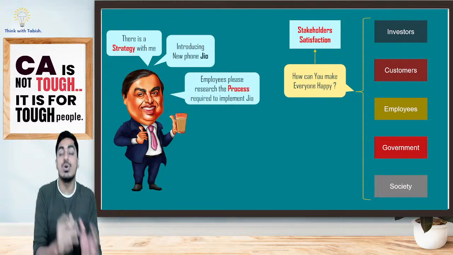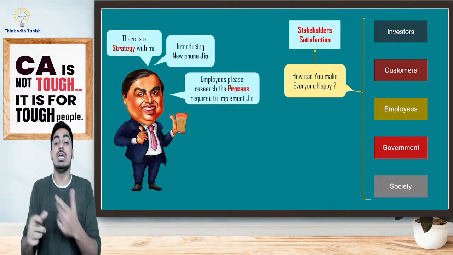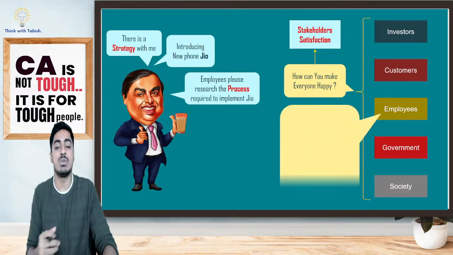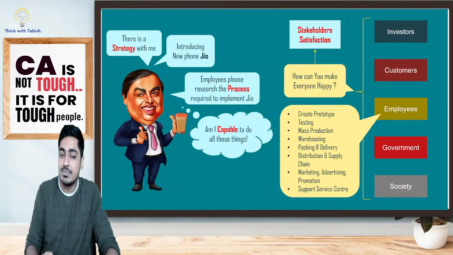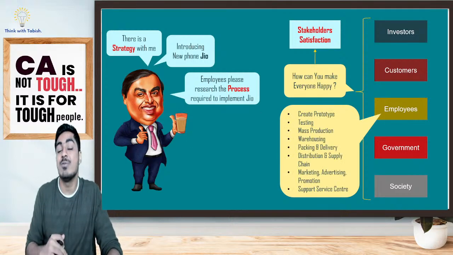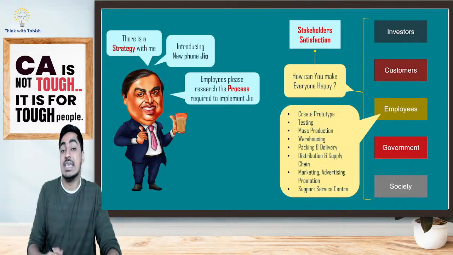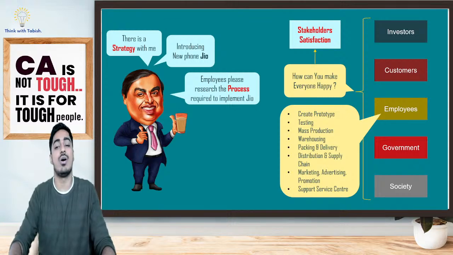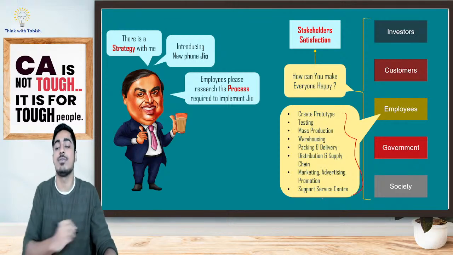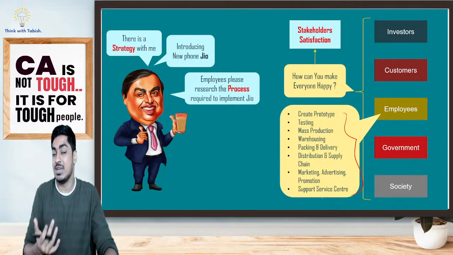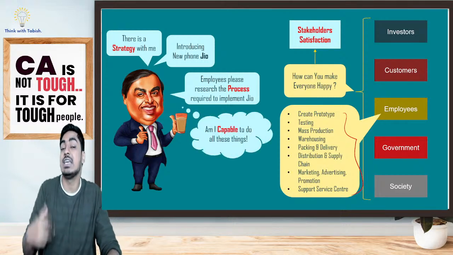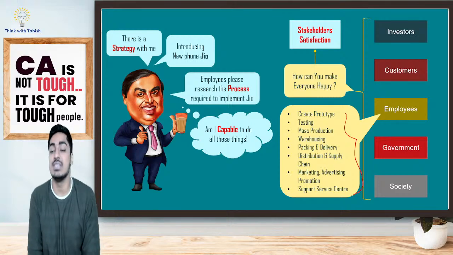So from where have I started? Stakeholder satisfaction. Whatever my stakeholders want, I have to satisfy that. For that, I have to come up with a strategy. Now, how do I implement my strategy? I see what process is needed to implement it. So I ask my employees, and they give me the complete steps. Now I have to ask one thing for myself: do I have the capability to implement the process? They have told me items one, two, three, four, five, up to ten, but I should have the funds and the expertise, all those things.